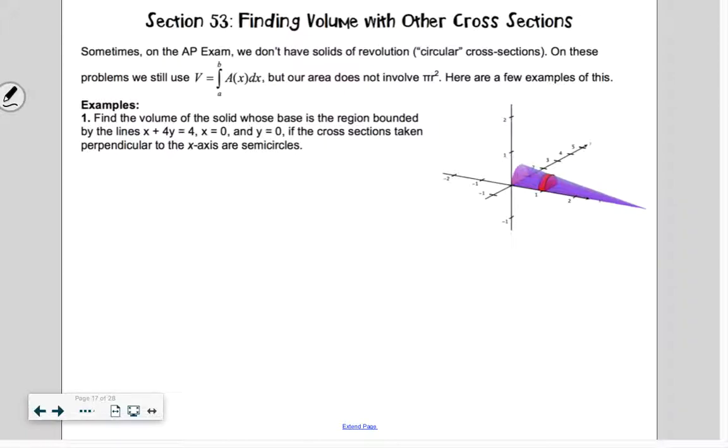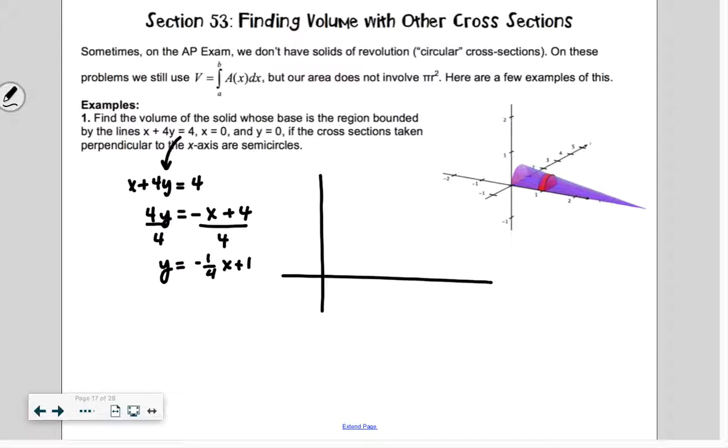So it says it's bounded by the lines of x plus 4y equals 4. So let's solve that for y. If I have x plus 4y equals 4, I'm going to have negative x plus 4, and then I'm going to divide everything through by 4. So I'm going to have negative 1/4 x plus 1. As I start sketching that out, I'm going to have a y-intercept of 1 and a slope of negative 1 over 4. So down 1, over to the right 1, 2, 3, 4.